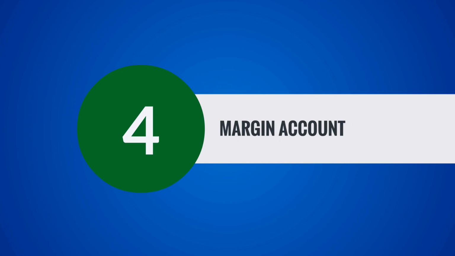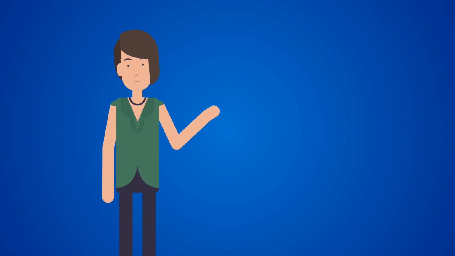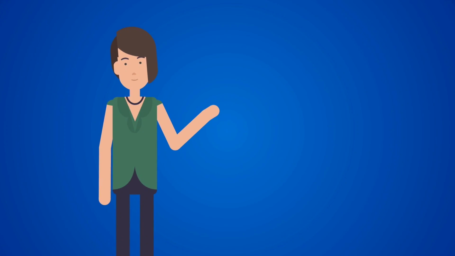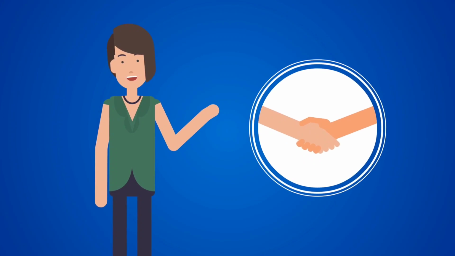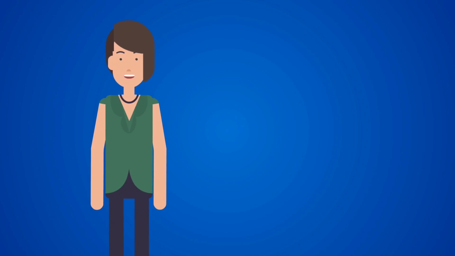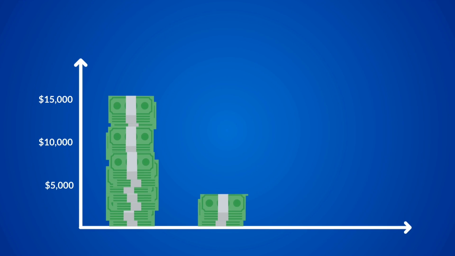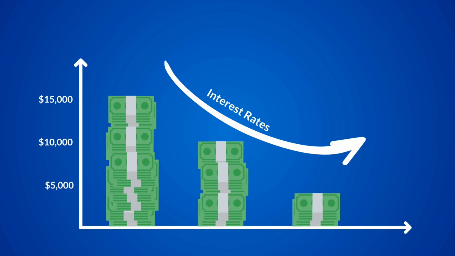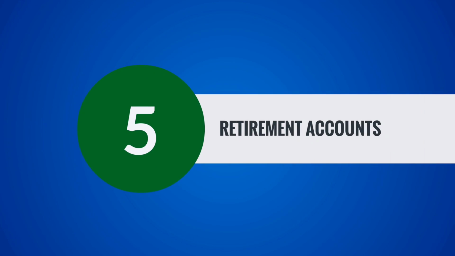Margin account. On the other hand, a margin account, as opposed to a cash account, allows you to borrow money to make trades. The broker essentially doubles as a lender, giving you what amounts to low-interest loans for the specific purpose of making trades.